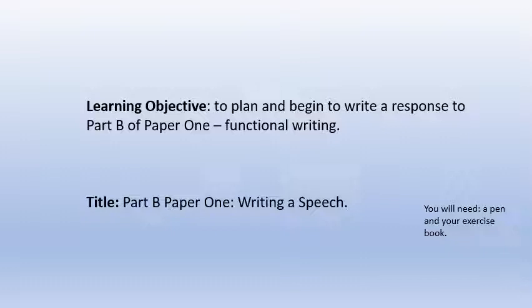So today you're going to need a pen and your exercise book, and the title is Part B, Paper 1, Writing a Speech. So get that into your books, get yourselves organised, then on to the next slide.